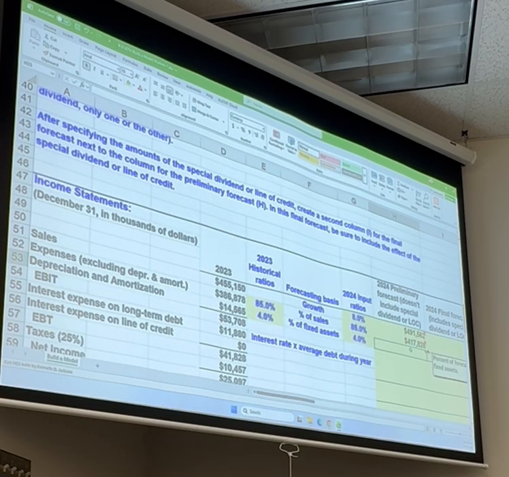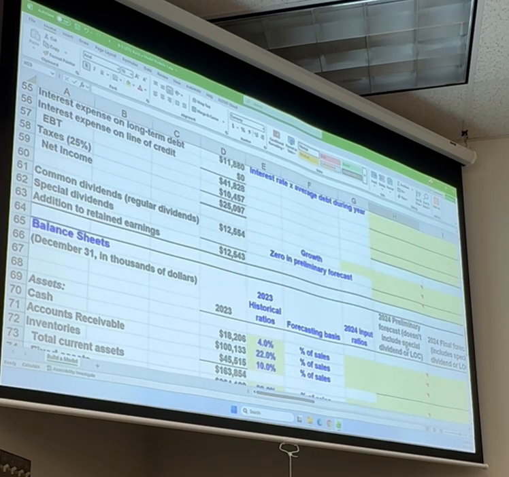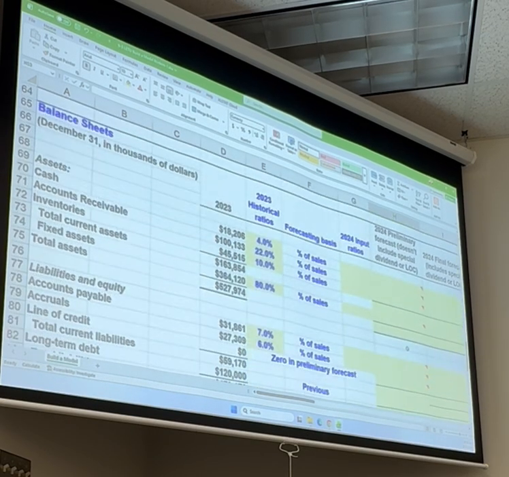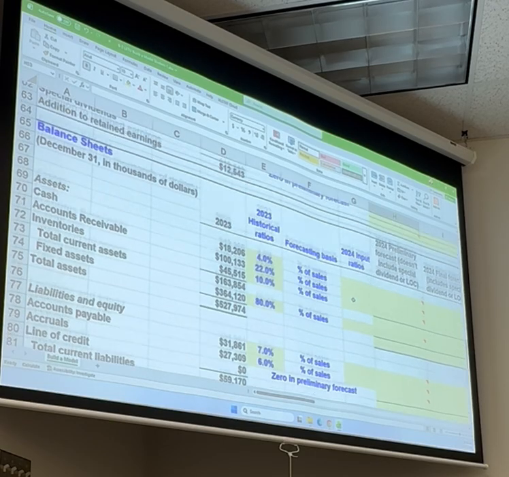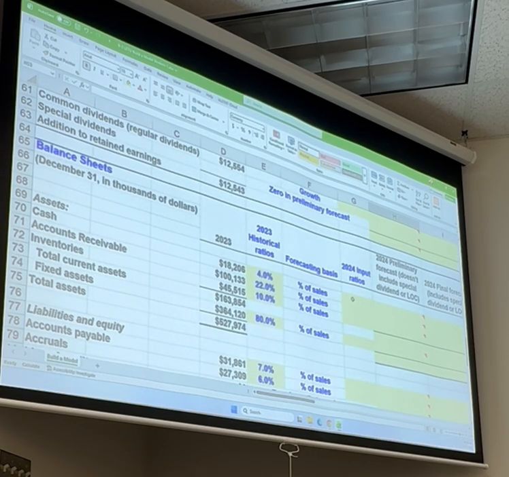Okay. And our depreciation and amortization is going to be a percentage of the forecasted fixed assets, it says. Okay, well, all right, we haven't forecasted the fixed asset yet, have we? We can't put that number in until we get these down here. So once again, our 2024 input ratios are going to be, we're holding them equal to the historical ratios, right?